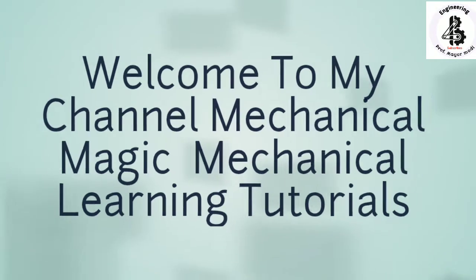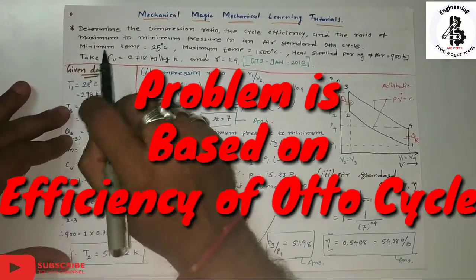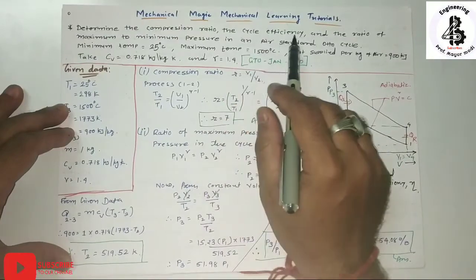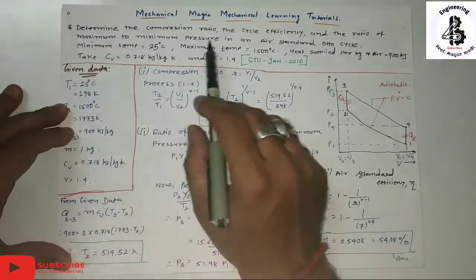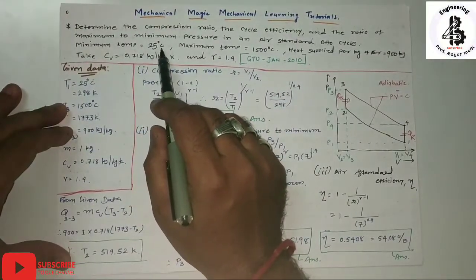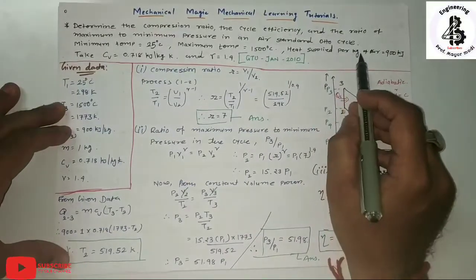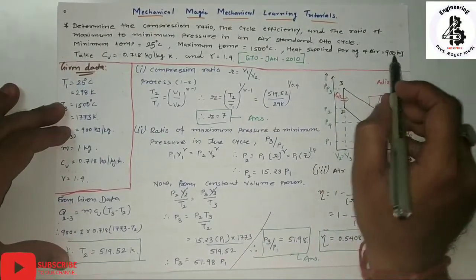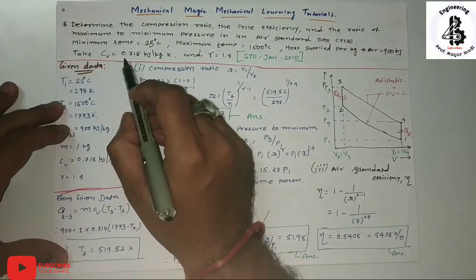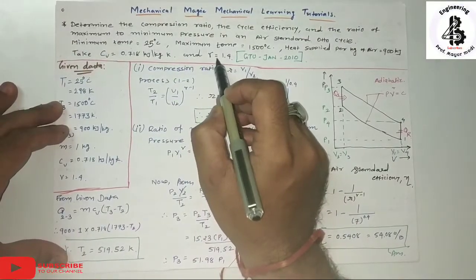So in this video I am talking about some of the simplest calculations of an Otto cycle. Let us see the data given to you. Determine the compression ratio, the cycle efficiency and the ratio of maximum to minimum pressure in an air standard Otto cycle. The minimum temperature is 25 degrees centigrade, the maximum temperature is 1500 degrees centigrade. Heat supplied per kg of air is 900 kilojoule. Take the specific heat at constant volume, or CV, as 0.718 kilojoule per kg Kelvin, and take the value of gamma as 1.4.